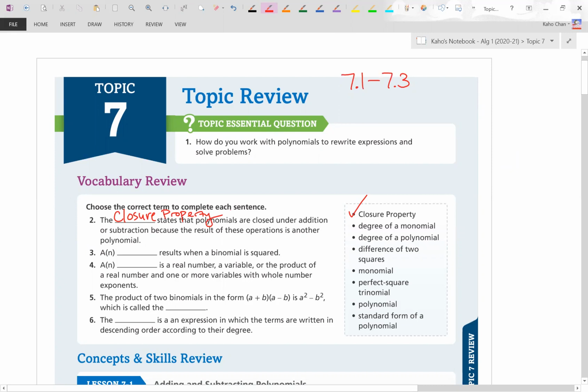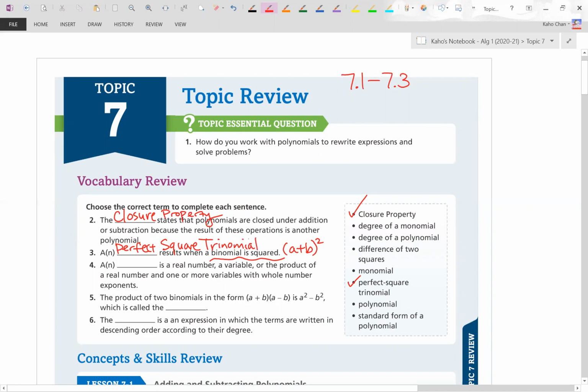Number 3, you'll learn about in another section, but you'll get this result later on in the first half of this topic. A blank results when a binomial is squared. So if you have (a + b) squared, you'll get a perfect square trinomial. I'll mention that later on.